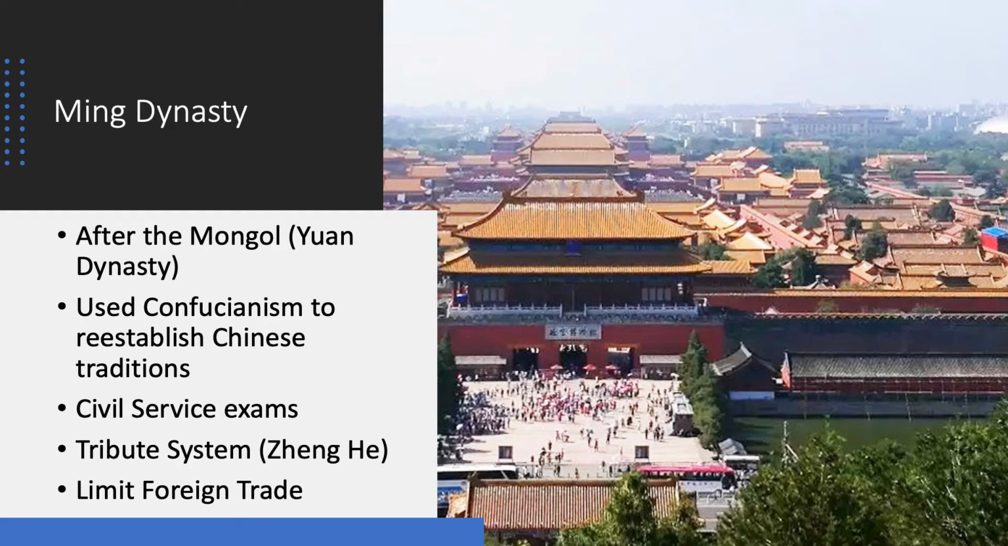The next dynasty we've got is the Ming Dynasty. As a reminder, we talked about the Song Dynasty last unit, and then we had the Mongols, which was the Yuan Dynasty, and after that dynasty, we have the Ming Dynasty. One of the big characteristics I want you to know about the Ming Dynasty is the use of Confucianism. If you recall, one of the big tenets of Confucianism is balance in society and basically knowing your role and knowing your duty.